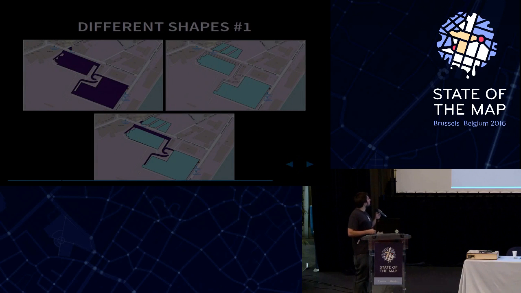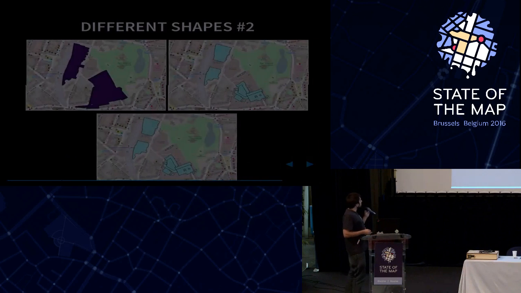There are some examples of different shapes. So these buildings, on the left it's from OSM, on the right it's from Urbis. Here also there is some difference.